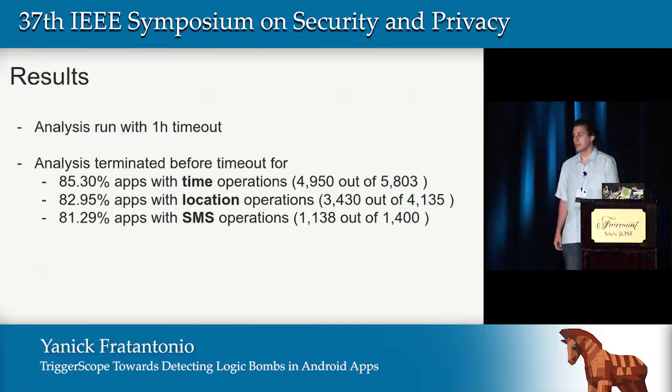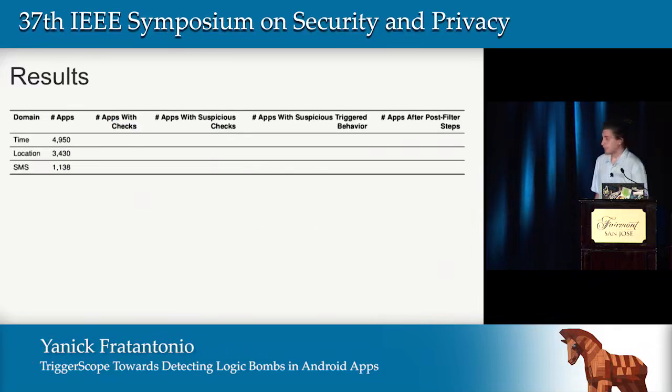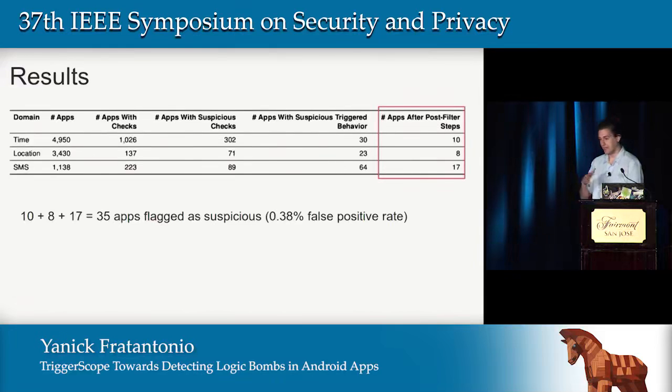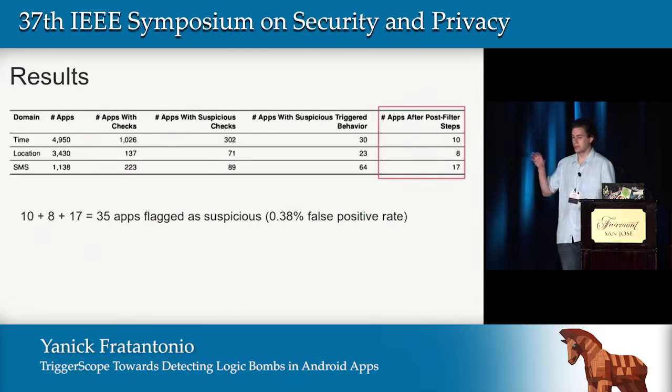For the benign ones, we ran this analysis with a 1-hour timeout, and the analysis terminated for more than 80% of applications in all these 3 data sets, so it seems to scale reasonably. And for those ones that terminated, basically each step of our analysis was able to filter out many apps. Well, at the very end of this, basically we reduced to only 35 apps flagged as suspicious.